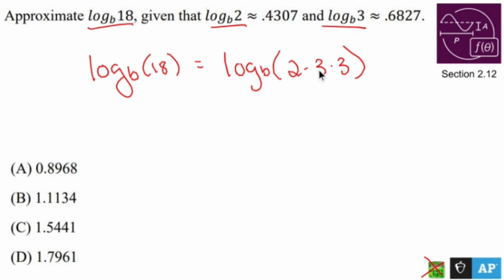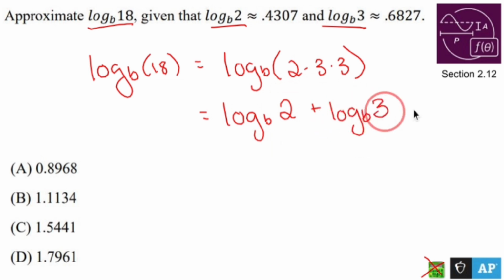When I multiply stuff inside of a log, I can expand that using addition. In other words, if I were to give you something like log base b of 2 plus log base b of 3, I would get log base b of 2 times 3. So working backwards, I can write this out as log base b of 2 plus log base b of 3 plus log base b of 3.